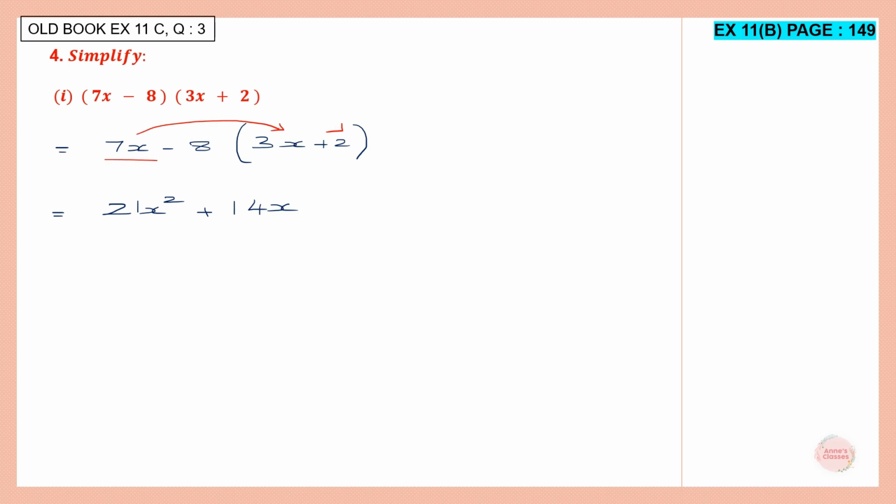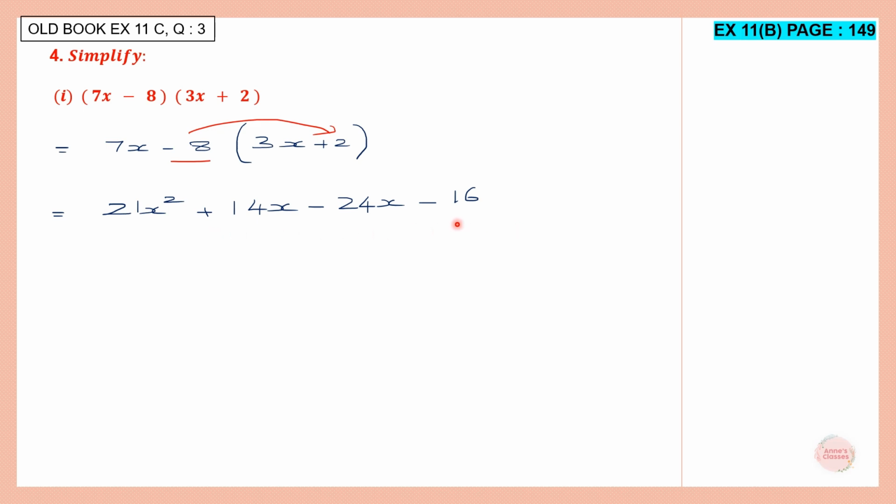So now that we have finished with 7x, let's go on to the next term, which is minus 8. Minus 8 into 3x. The sign is minus. 8 3s are 24 and we write x. Now we have to multiply minus 8 into plus 2. The sign is minus. 8 2s are 16. Now let's look for like terms. Here we have x square.